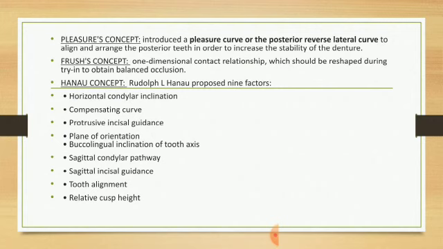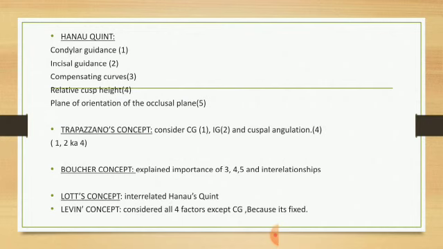Next we have Hanau's concept, who proposed 9 factors as below: horizontal condylar inclination, compensating curve, protrusive incisal guidance, plane of orientation, buccolingual inclination of tooth axis, sagittal condylar pathway, sagittal incisal guidance, tooth alignment, and relative cusp height. Further, this was shortlisted as Hanau's quint. In Hanau's quint, 5 factors were listed: condylar guidance, number 1; incisal guidance, number 2; compensating curves, number 3; relative cusp height, number 4; and plane of orientation of the occlusal plane, number 5.